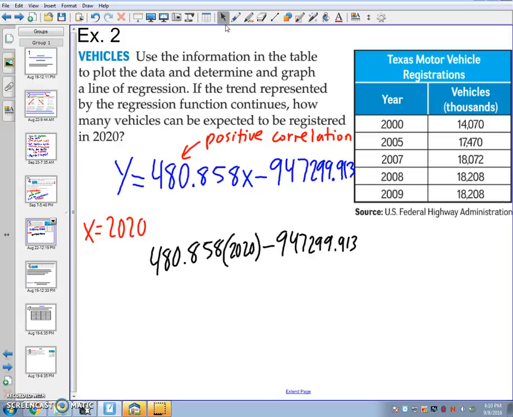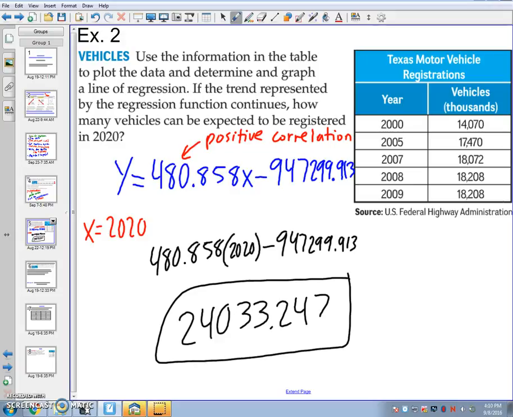So 480.858 times 2020 minus 947,299.913. I get the answer 24,033.247. So in the year 2020, I expect about 24,000 to be registered.